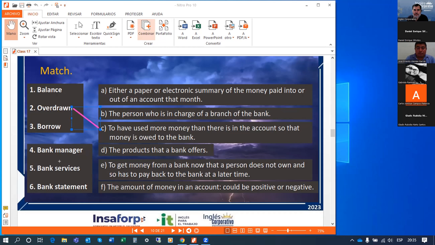Number one, the letter F, maybe. The balance, yes, maybe. Bank service, letter D, the product that a bank offers.